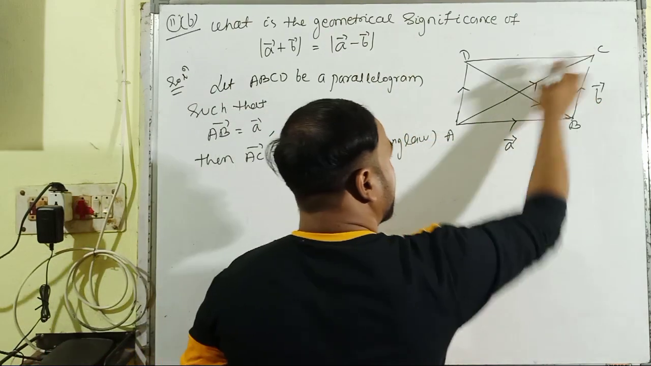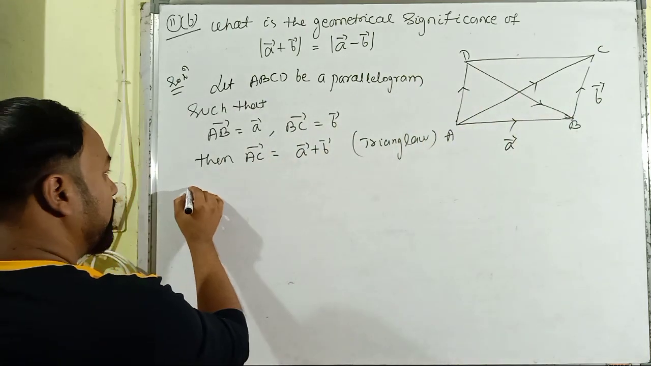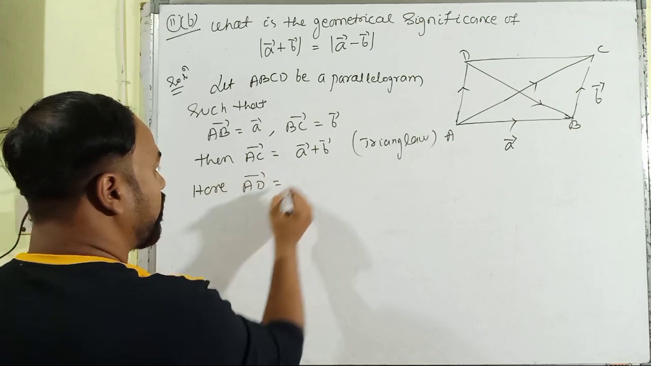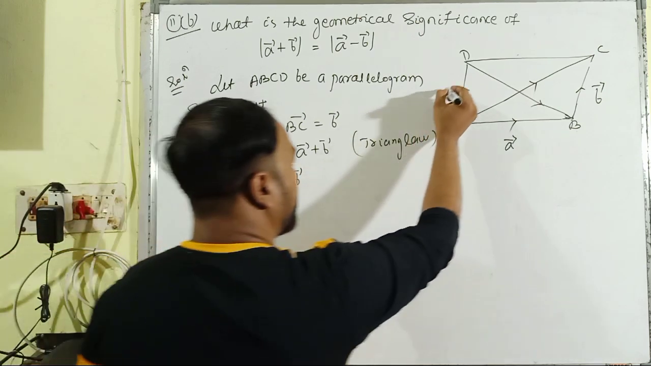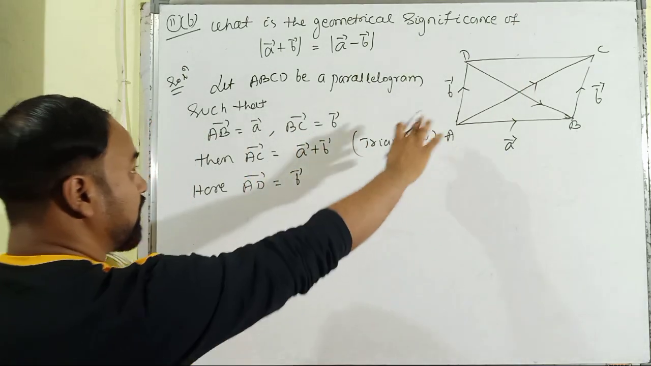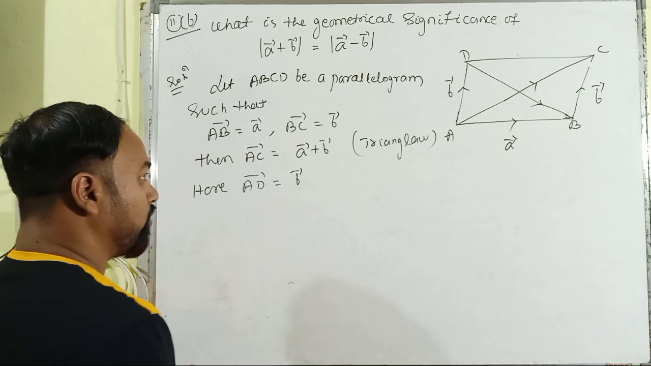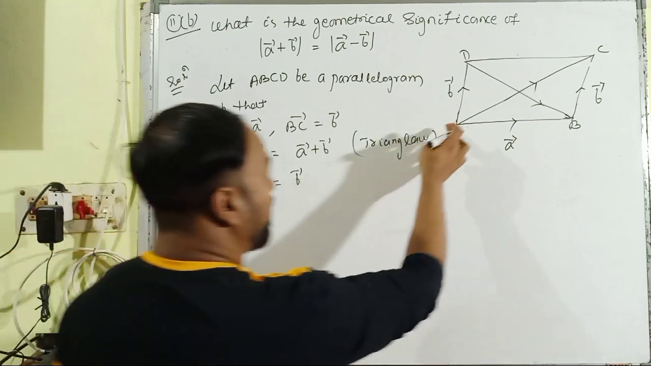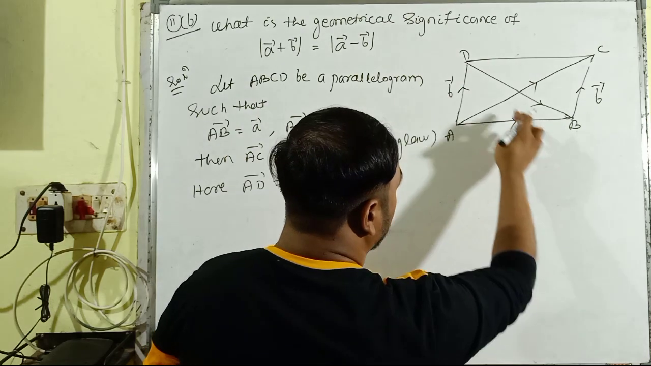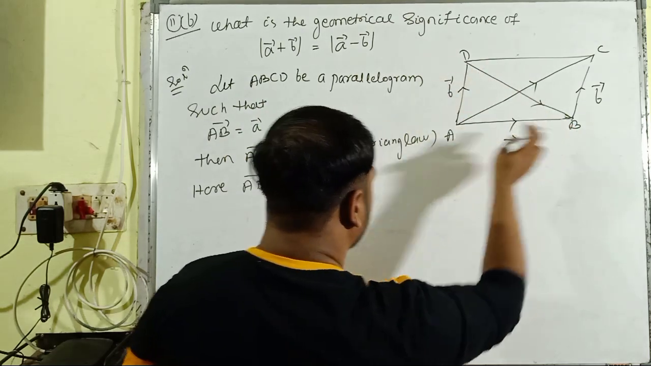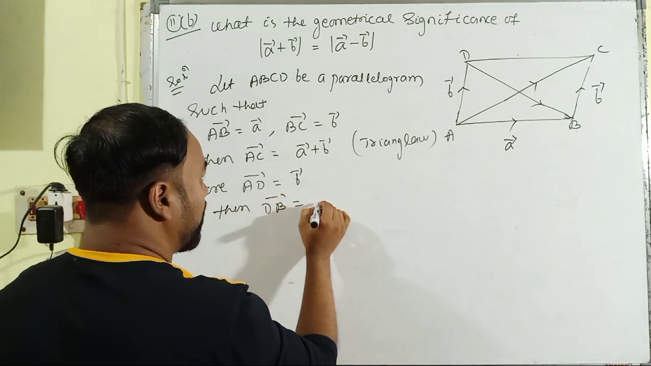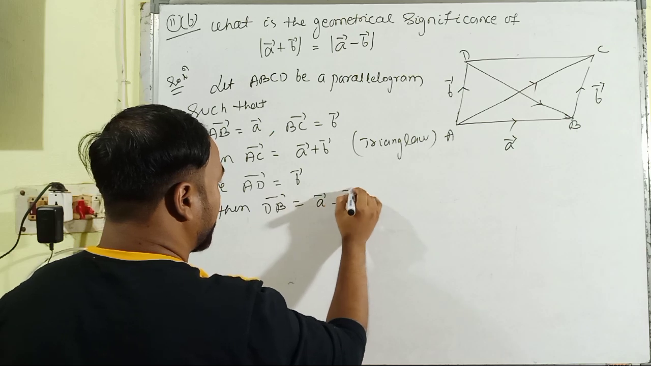In the triangle ABC, here AD vector is equal to the B vector, because these two vectors are parallel in the same direction as the opposite sides. Then the AD vector is equal to also the b vector. If AD vector is equal to b vector and AB vector is equal to a vector, that means the DB vector is equal to a vector minus b vector.